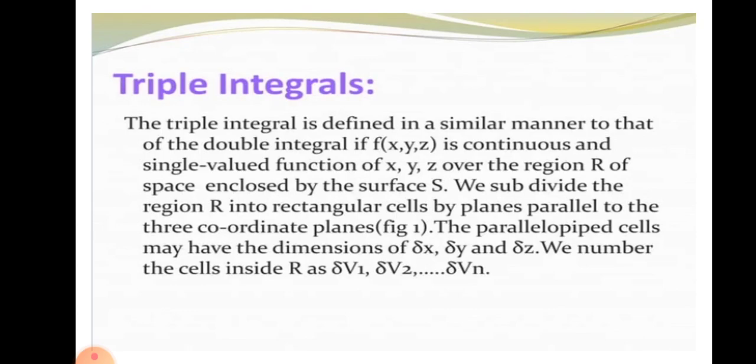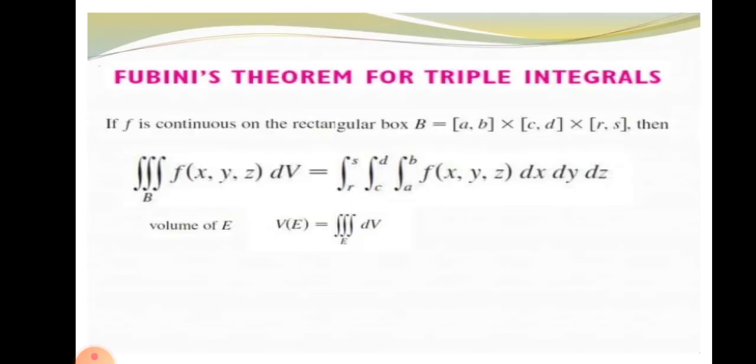The parallelepiped cells may have the dimensions of delta x, delta y, delta z. We number the cells inside R as delta V1, delta V2, and so on, until we come up with delta Vn.